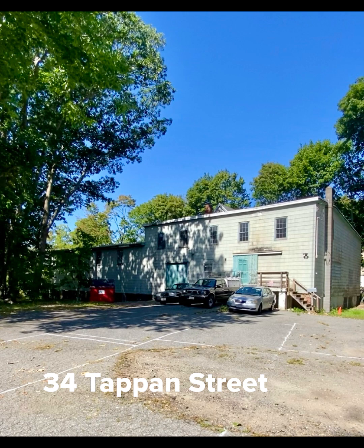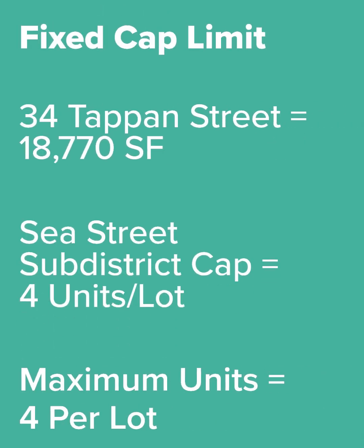In the C Street district, we used another rule to control project size, a flat fixed cap on the number of units, regardless of the lot size. So let's go back to 34 Tappan. It is the 3rd largest lot in the whole district at 18,700 some odd square feet. How the fixed cap limit works is very simple. The C Street subdistrict has a cap of 4 units. The maximum number of units that can be built on 34 Tappan is 4, and that's it, regardless of its larger size.